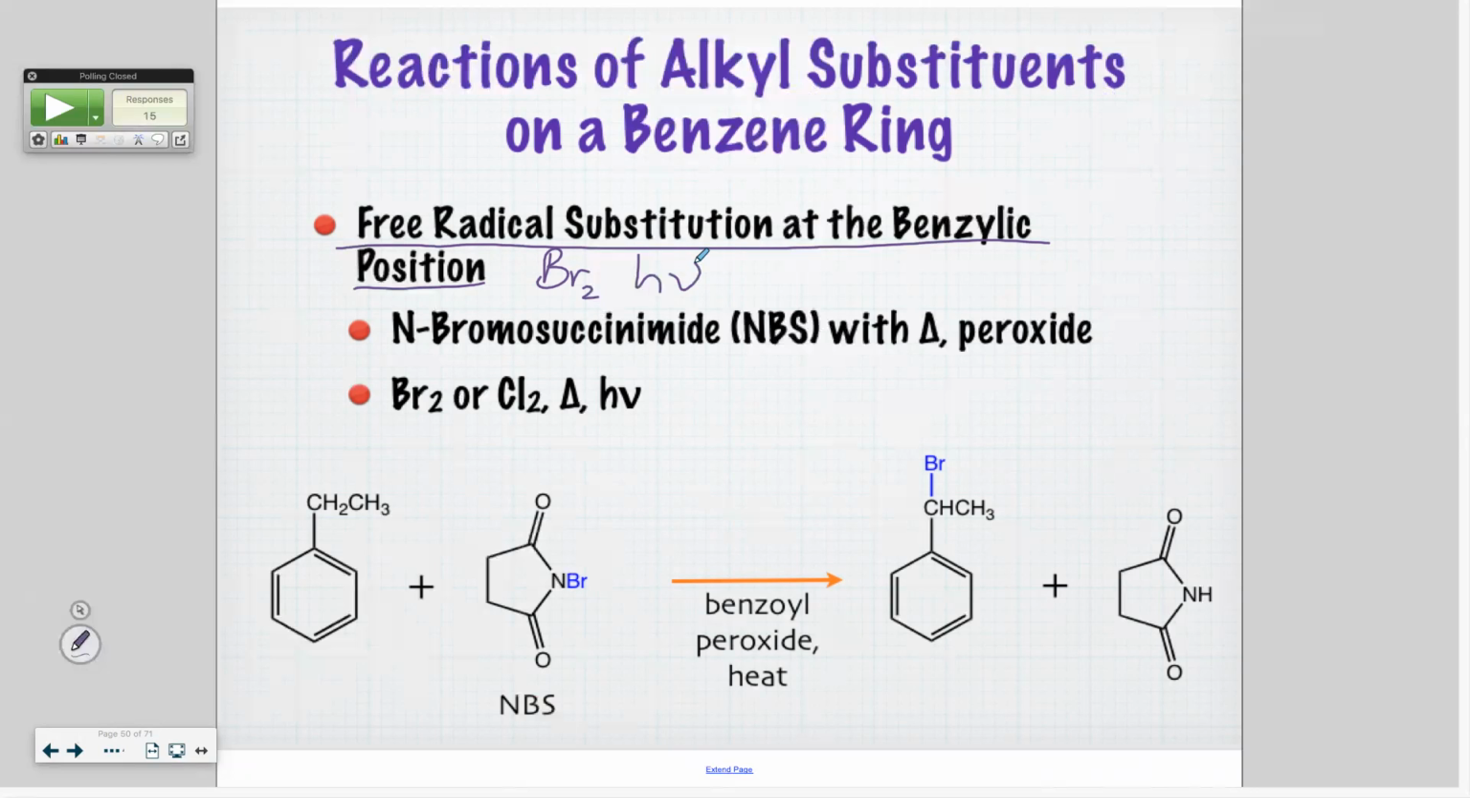Everybody find it? Okay. NBS with heat and peroxides usually, or this other one, Br2 or Cl2 with heat or H-nu. Usually it's written H-nu. You can even write the benzoyl peroxide and heat. You have to have an initiator usually in these. What it will do, using free radical, is put a bromine on the benzylic position, okay?